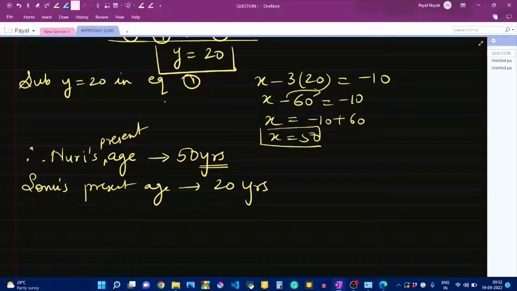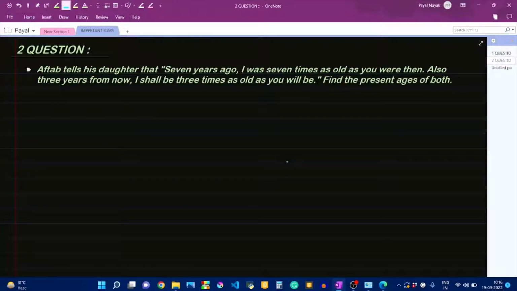Now in this sum, Aftab tells his daughter that 7 years ago, I was 7 times as old as you were then.